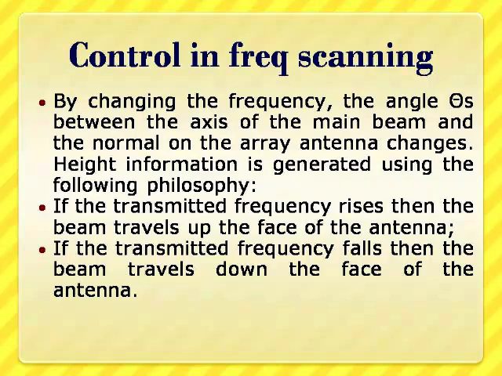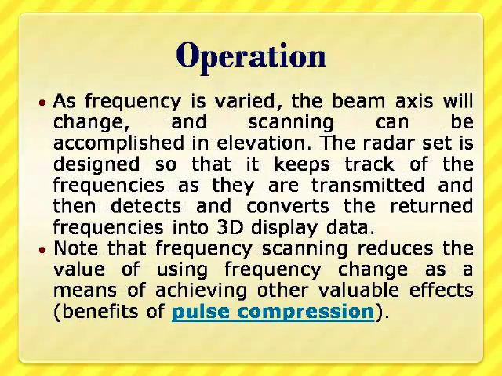This is the normal practice, but at times we may go for phase scanning also. That means the row wise elements will be provided with different phase shifters, and the column wise elements are provided with another set of phase shifters, and by adjusting the phase shift to the two phase shifters of an element in the array, we can see that the beam is placed to a particular location in elevation as well as in azimuth. So as the frequency is varied, the beam axis will change and the scanning can be accomplished in elevation.